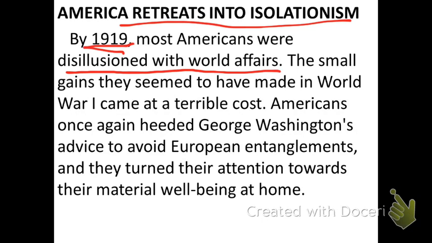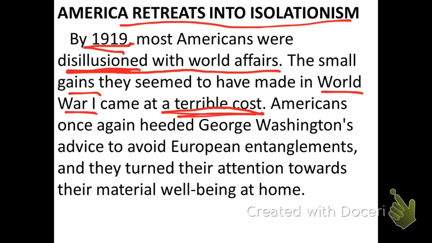Anyway, we had seen, we had heard, we had read about some things that were happening around the world in regards to World War I, and we were becoming, again, quite disillusioned. We wanted to go back to the way things were. The small gains that seemed to have been made in World War I, and again, those small gains would be the end of the bad guys, the empires of Germany and Austria and the Ottoman Empire, Turkey. Those small gains seem to have come at quite a terrible cost.